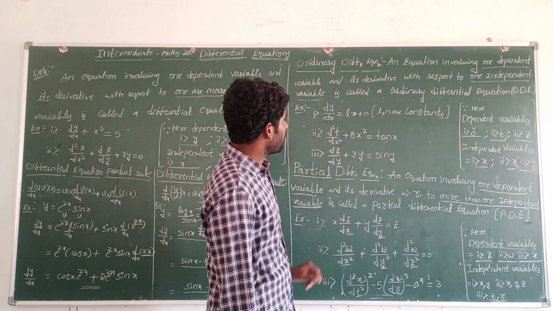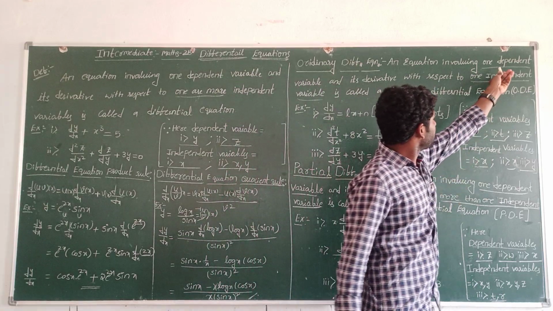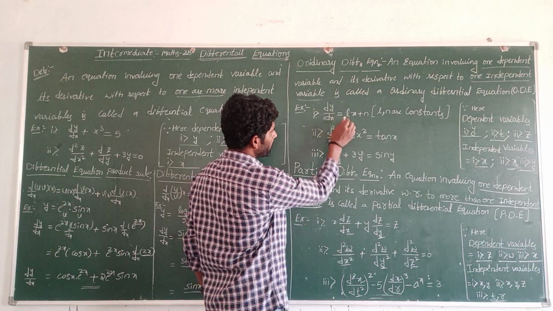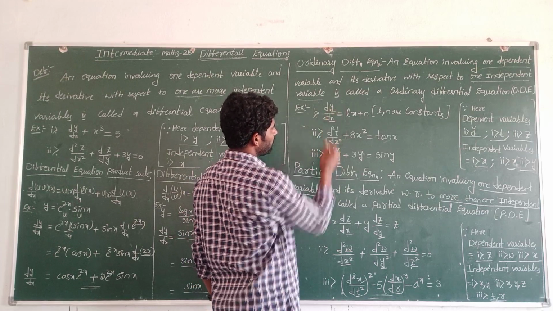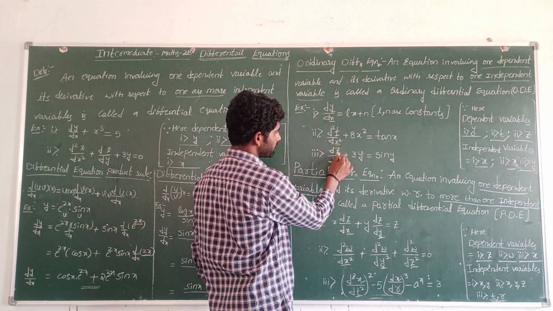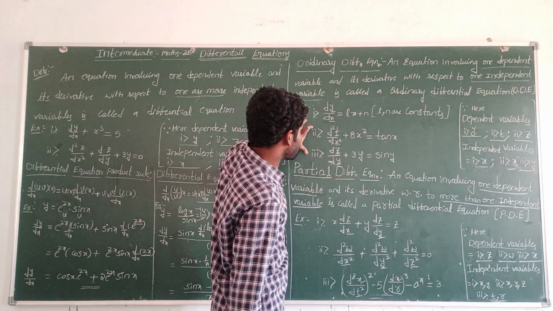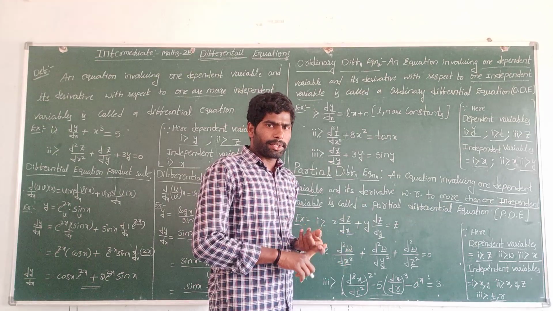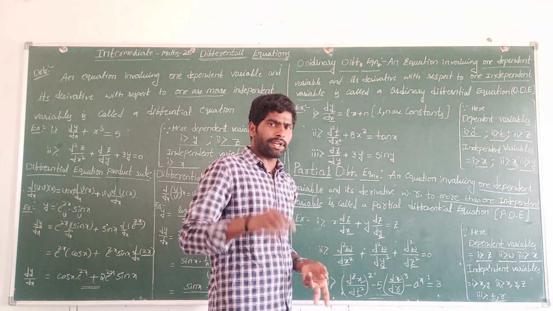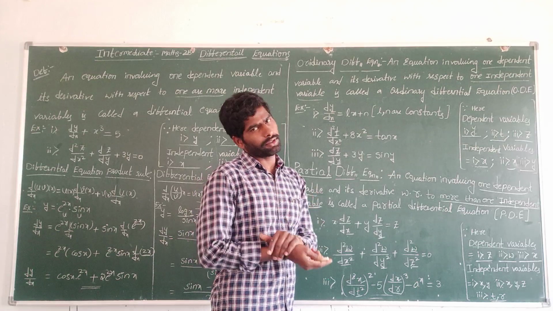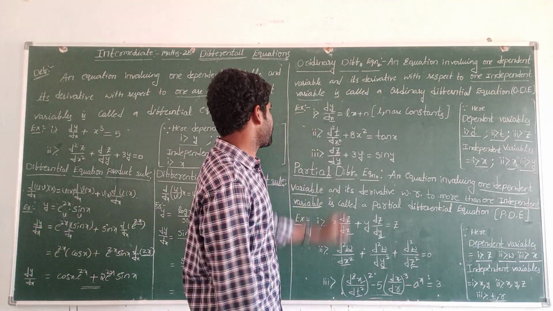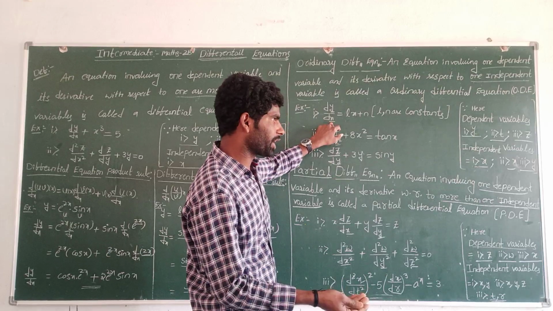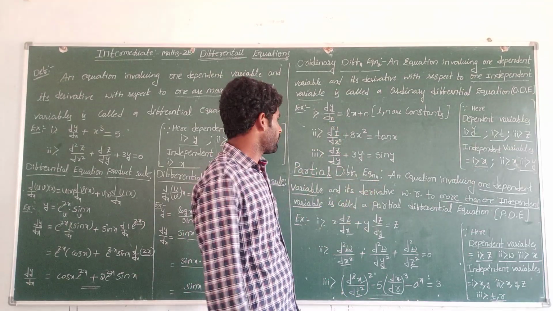So you can observe here we are taking only one dependent variable and one independent variable. Here the independent variable x and dependent variable y, then t and x, then z and y. This is about the ordinary differential equation. Ordinary means the function we are differentiating involves only one variable. Here y involves one variable, x.